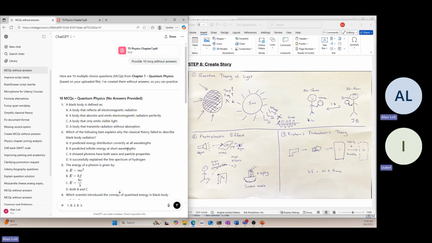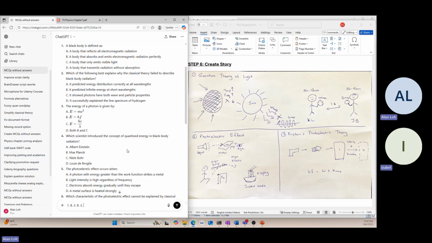And then the energy of the photon is given. So it'll be the quantum theory of light and the photon, and that'll be B and C, so D. Okay. Which scientist introduced the concept of quantized energy in black body radiation? So that'll be quantum theory of light, and the scientists, so Max Planck, so B.